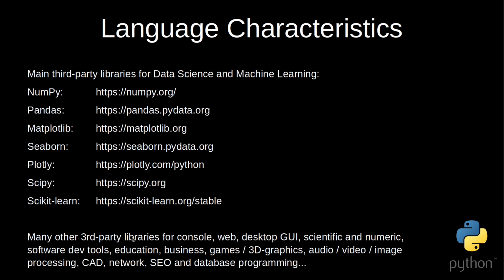So here are some of the applications of those third-party libraries. They're written for console applications, web applications, desktop, graphical user interfaces, scientific and numeric software, development tools, education, business, games, audio, video, image processing, CAD, network software, SEO, and database programming. Python is a very general purpose language, so it can be applied to basically any programming context or any problem solution context.